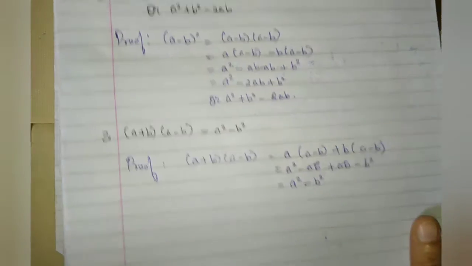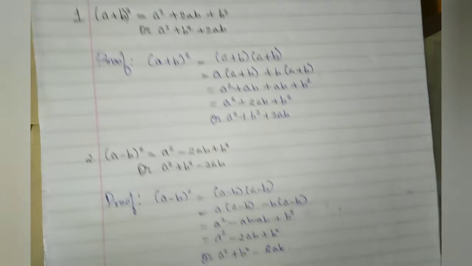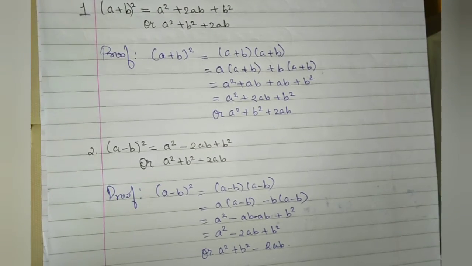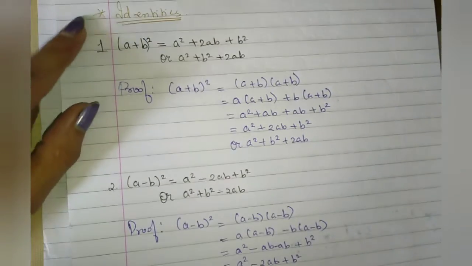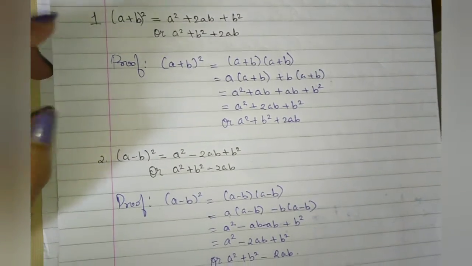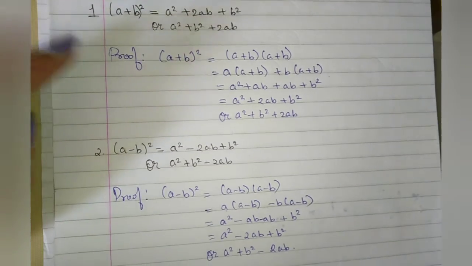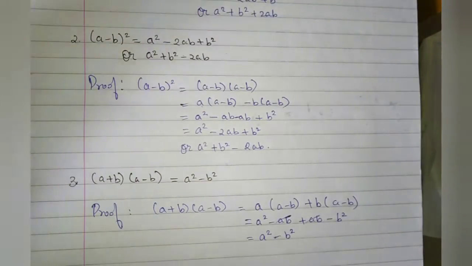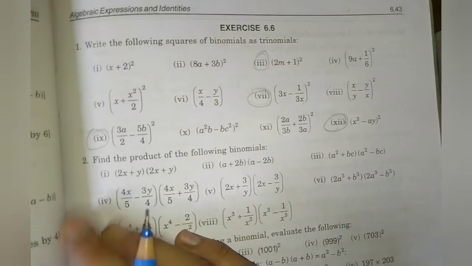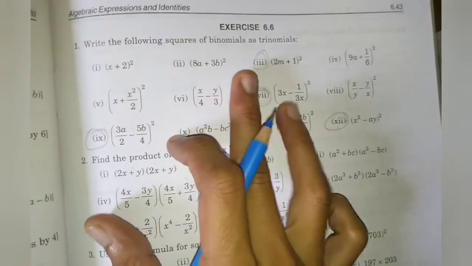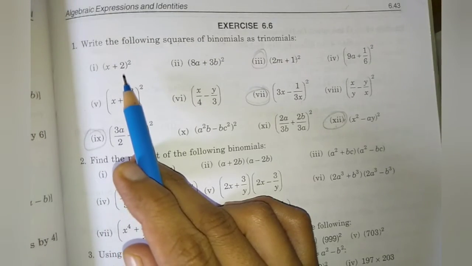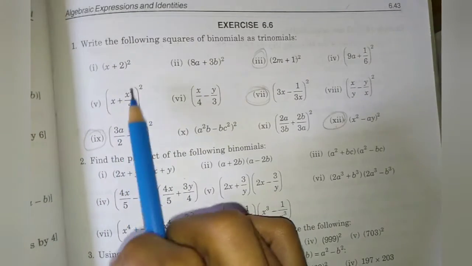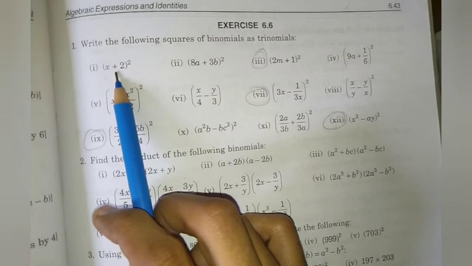Using these three identities we have to do the next exercise. These three identities are important. We are using these identities directly, so you have to understand and remember these three identities. We'll do exercise 6.6. Write the following squares of binomials as trinomials. Now (x + 2) raised to 2 is there. Here we are using the identities.